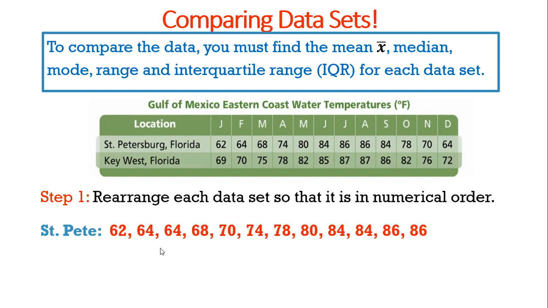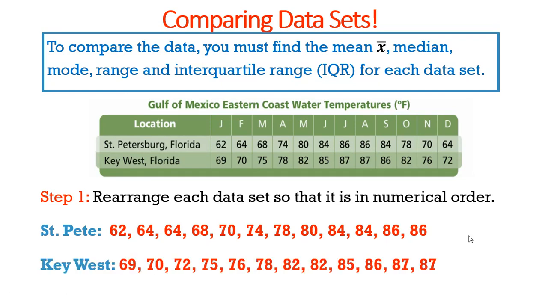So for St. Petersburg, Florida, the coldest temperature that we have is 62 degrees. Then going through our data set, I see 64, another 64, 68, and so on, rearranging it in numerical order. I'm going to do the same thing for Key West as well.